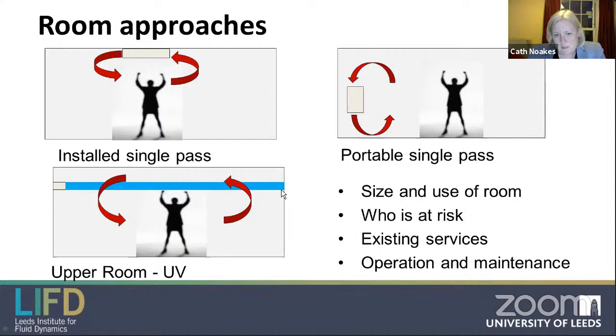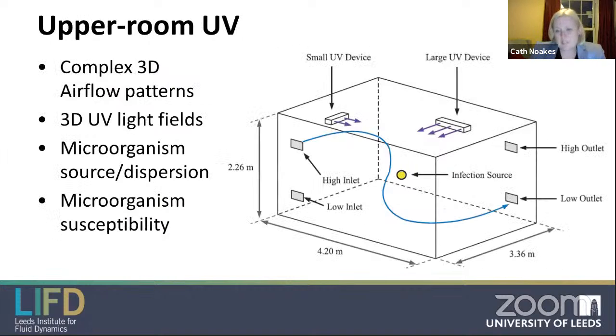Another way of doing this is something called upper room ultraviolet air disinfection, whereby you create an open field of UVC light up above people's heads, so they can't be directly exposed to it, but then any pathogens that are in the air are carried up through that zone by the air mixing and the convection currents that are in that environment. And so we've worked on this quite a lot.